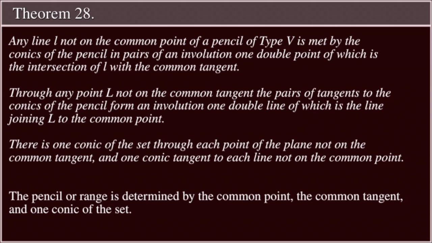Theorem 28. Any line L not on the common point of a pencil of type 5 is met by the conics of the pencil in pairs of an involution, one double point of which is the intersection of L with the common tangent. Through any point L not on the common tangent, the pairs of tangents to the conics of the pencil form an involution, one double line of which is the line joining L to the common point. There is one conic of the set through each point of the plane not on the common tangent, and one conic tangent to each line not on the common point. The pencil or range is determined by the common point, the common tangent, and one conic of the set.